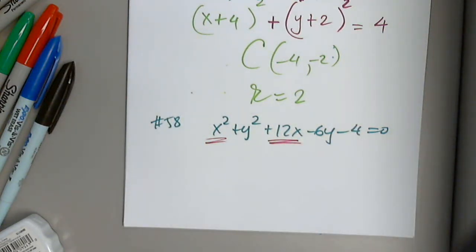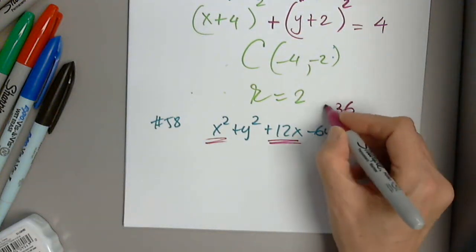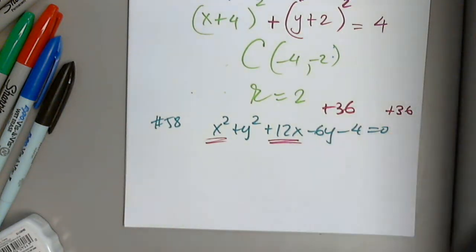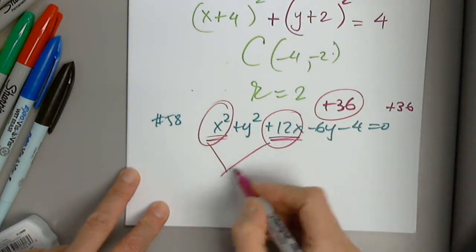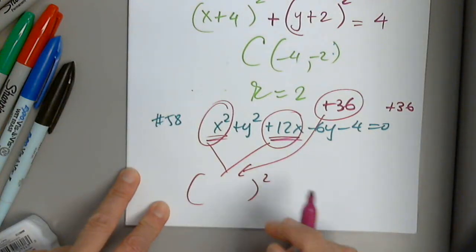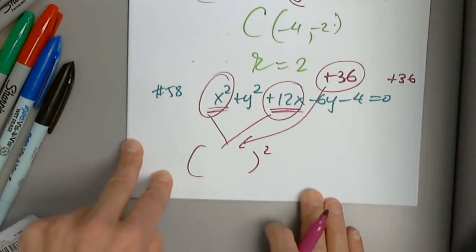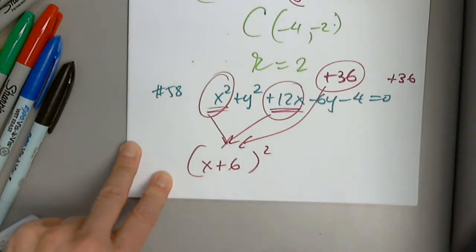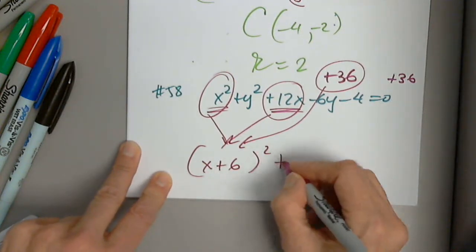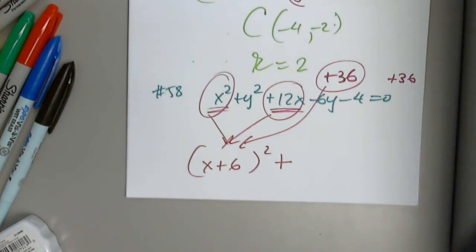12 divided by 2 is 6. 6 squared is 36. Please remember, like we did with the quadratic equation, we have to add to both sides. If you only add to one side, you destroy the balance. You have to add to both sides. Very good. So now this and this and this, they're all here. Awesome. Then I have to have plus. There is no discussion there.